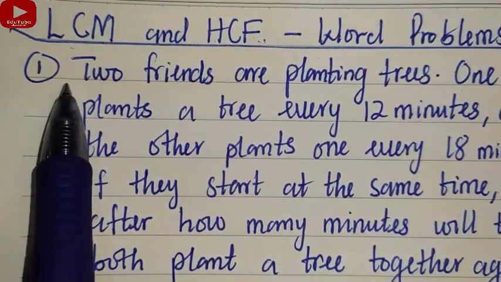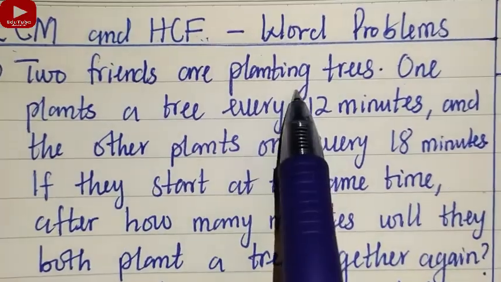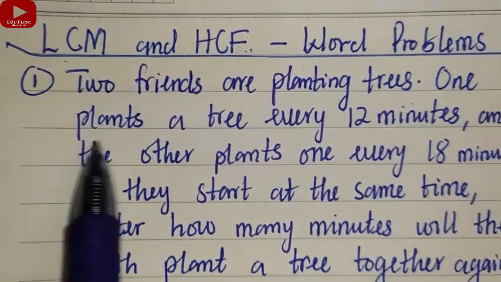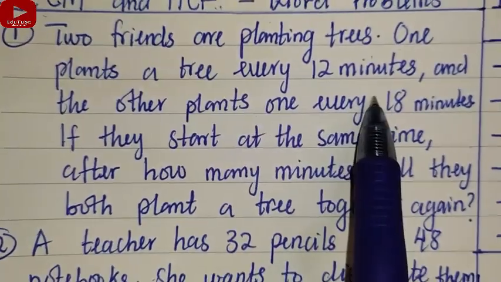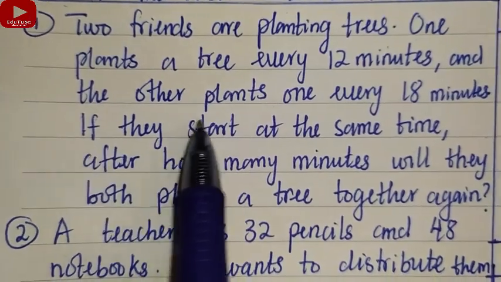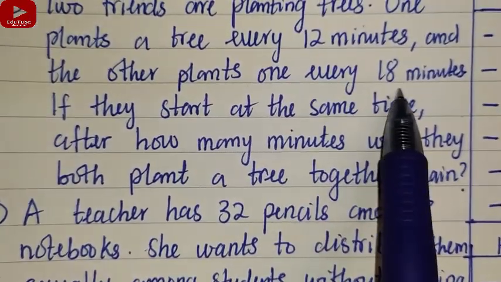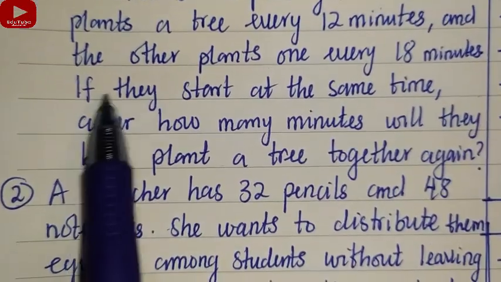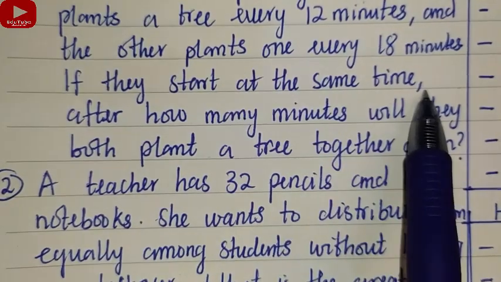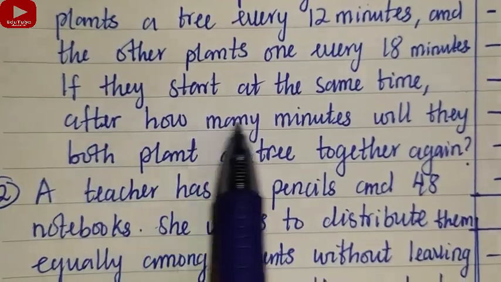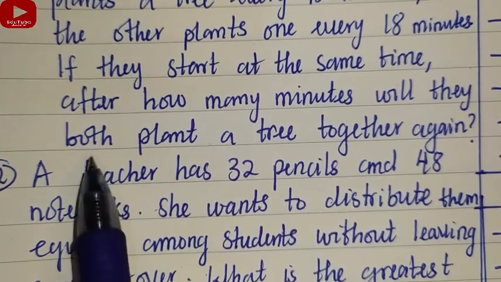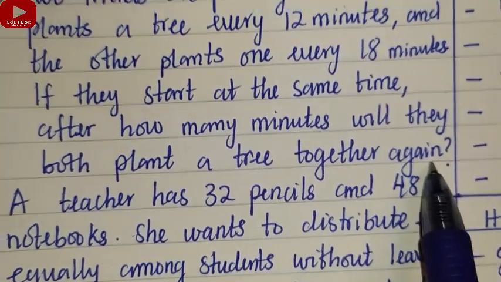So the first problem says, two friends are planting trees. One plants a tree every 12 minutes and the other plants one every 18 minutes. If they start at the same time, after how many minutes will they both plant a tree together again?